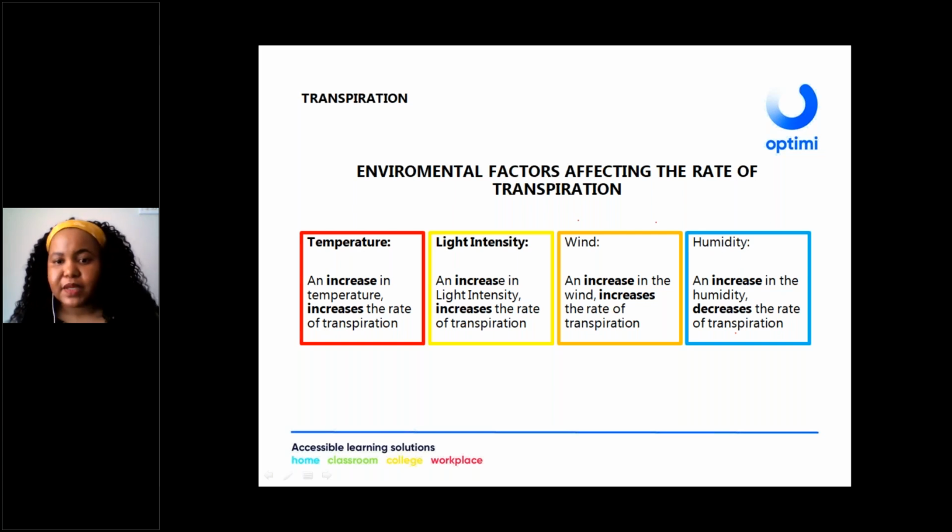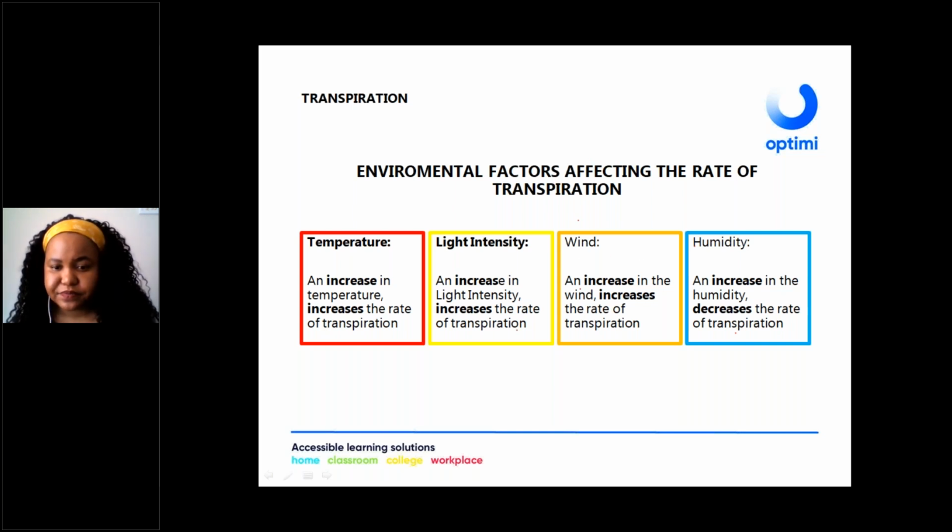Humidity. Just to explain again, humidity is the saturation, or the amount of water vapor in the atmosphere. An increase in humidity decreases the rate of transpiration. How so? If there is a saturation of water vapor in the atmosphere, there is not going to be a need for the plant to transpire. So an increase in humidity will decrease the rate of transpiration because the atmosphere will already be saturated with water vapor.